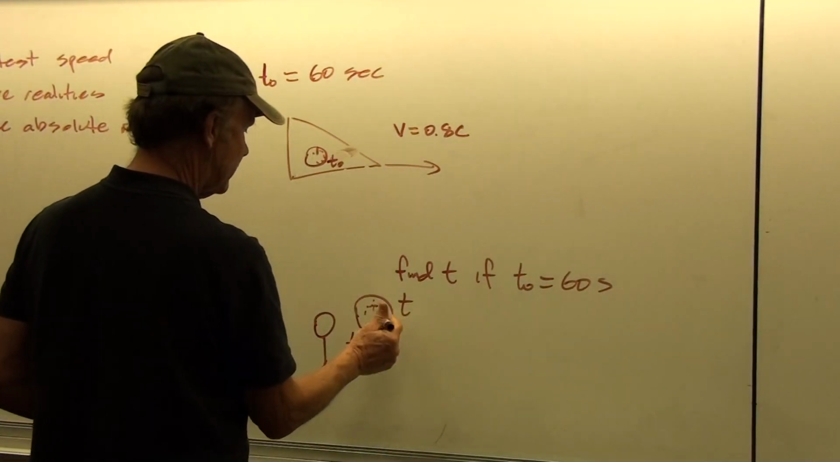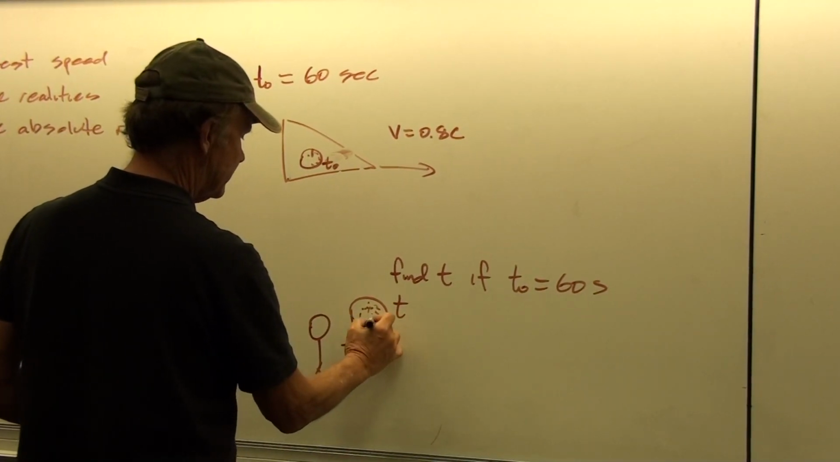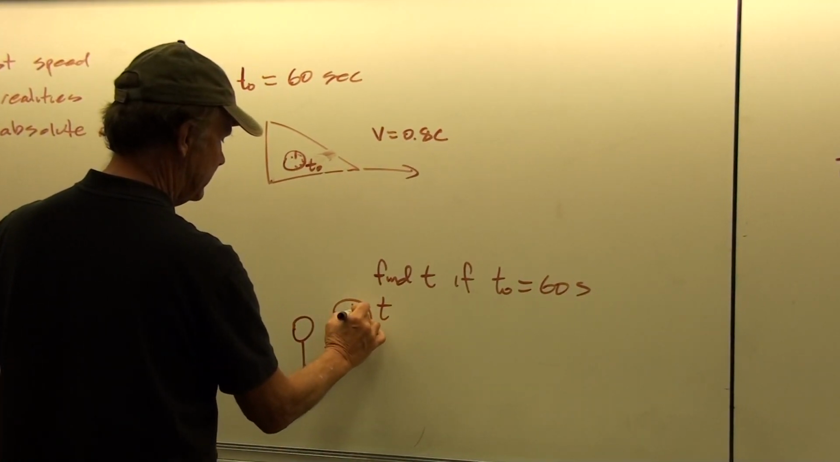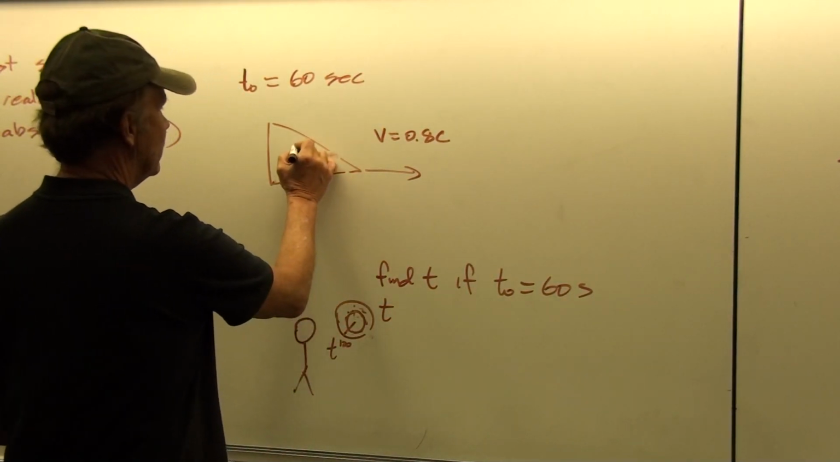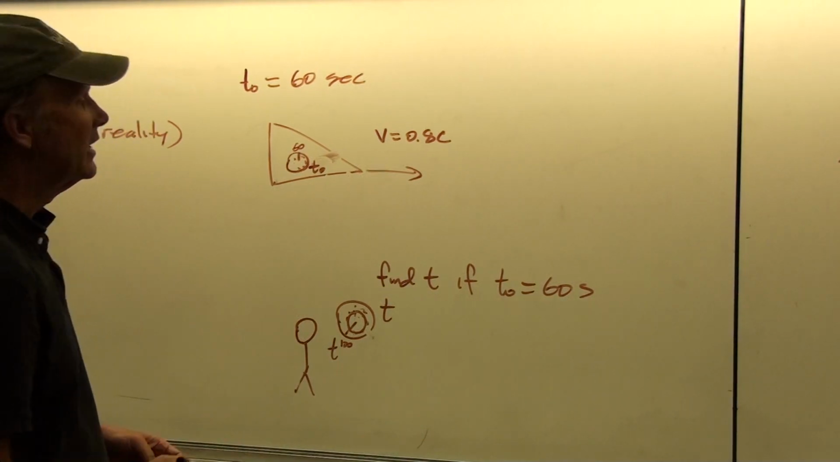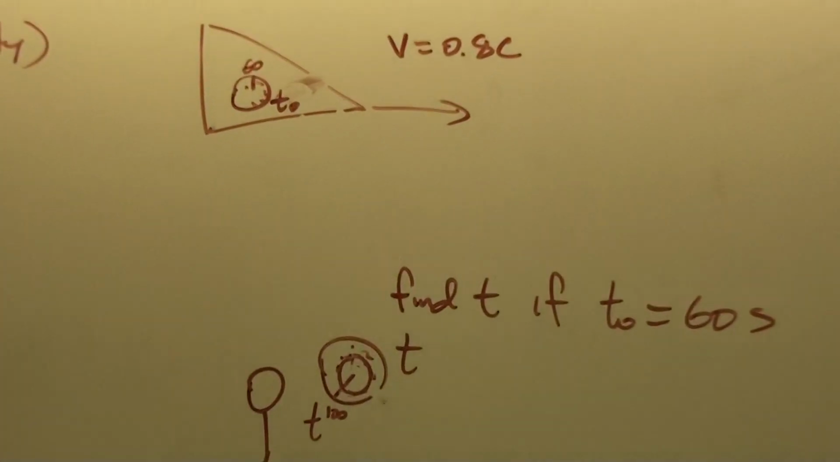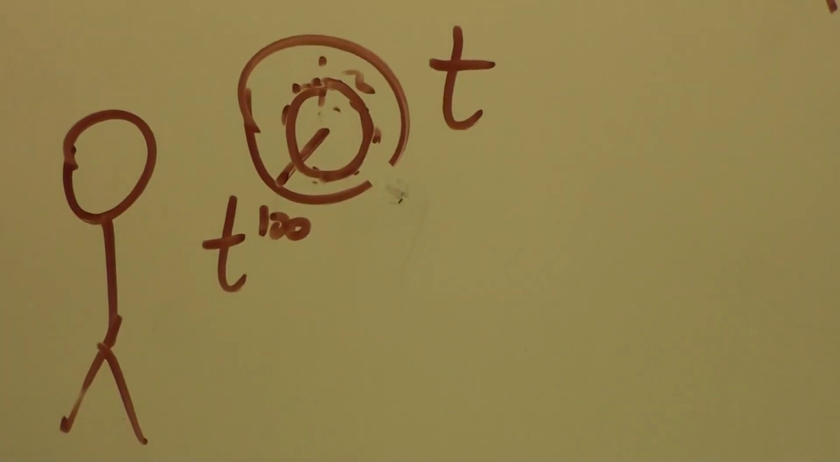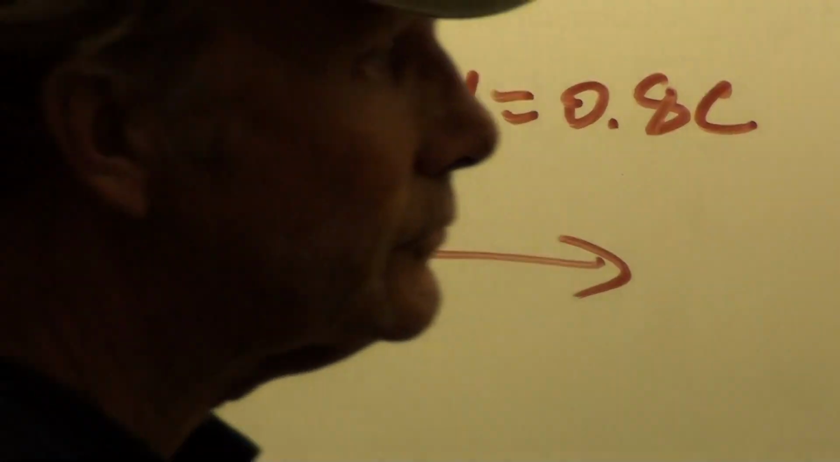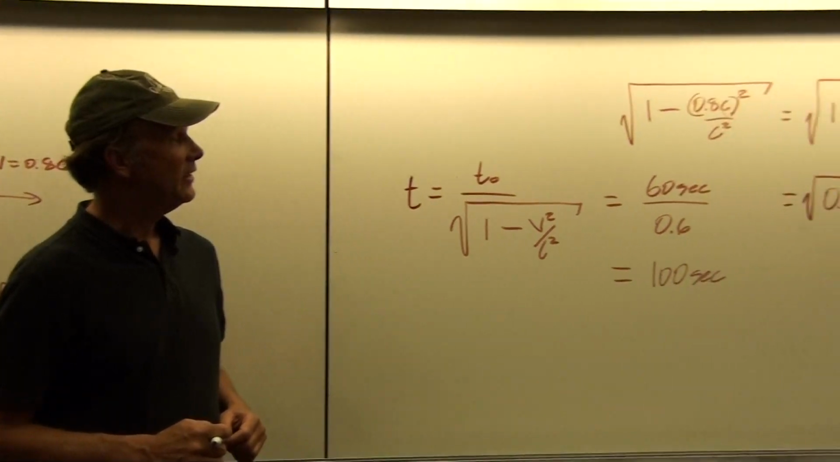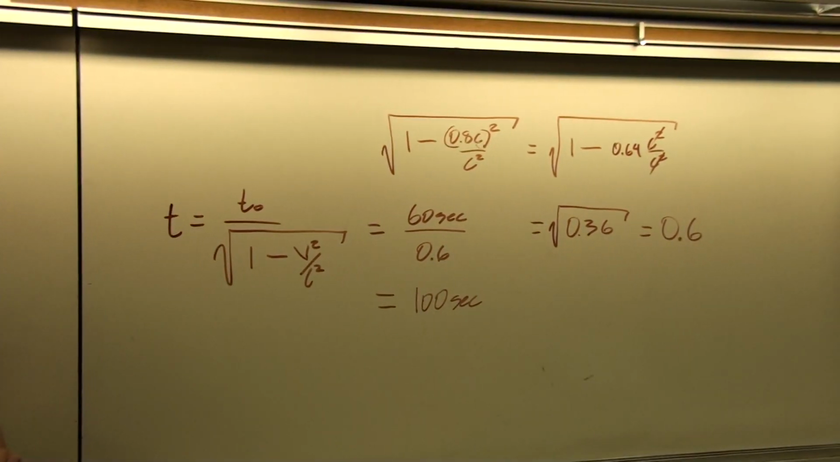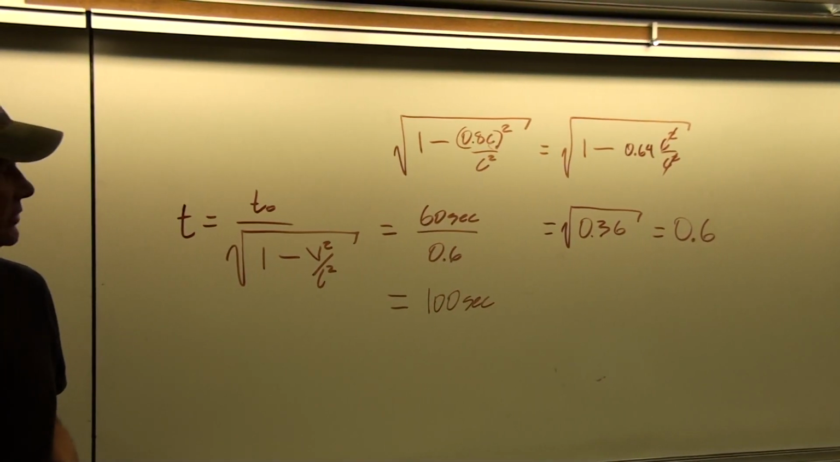More than 1.5 times as much. We're up here, this is 90 seconds. We're going around once: 60, 90, 100 seconds. Whereas here only 60 seconds have gone off on the rocket's clock. Okay. And so that's a simple calculation then that we can do to show what's happening with time dilation.